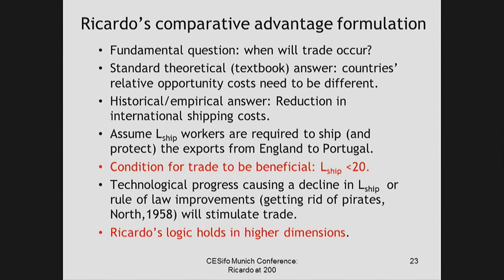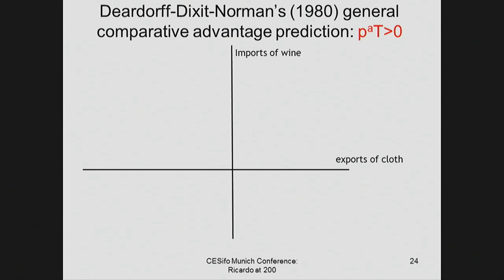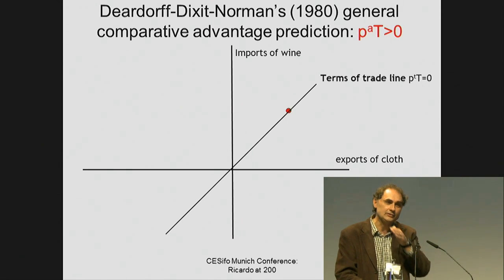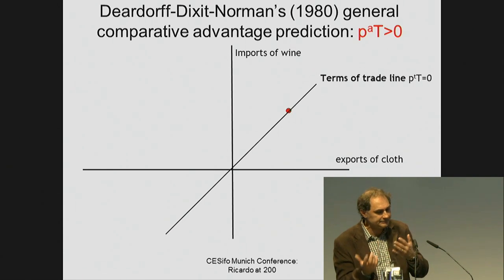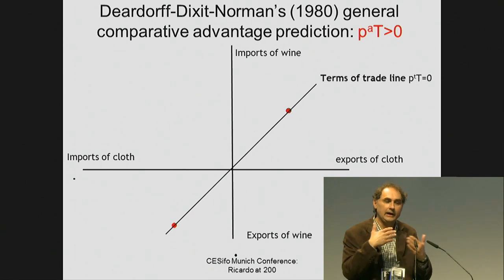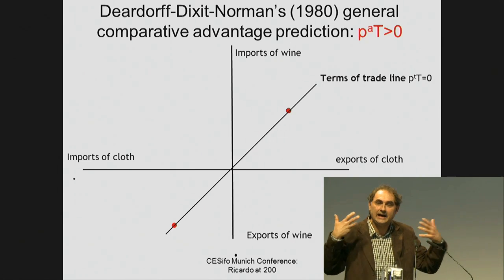And the underlying logic, Ricardo's logic, holds also in higher dimensions. It can actually be tested. We're not supposed to give an equation, so I give you no equation, I give you an inequality. You have exports of cloth and imports of wine. You take this Ricardian diagram, and we can think in terms of a terms of trade line, which means all the possibilities you can trade. You can export cloth, import wine, and where will you trade? There are two possibilities, either export or import. And so this applies to an arbitrary number of goods. You have to decide where you trade.